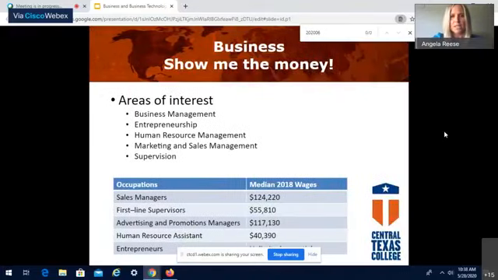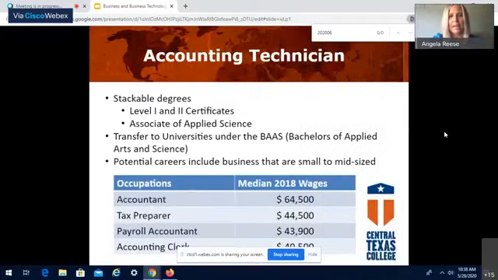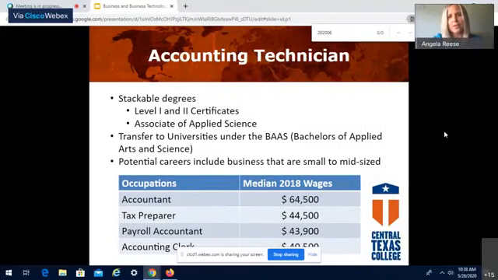The next area that I want to talk to you about is going to be in our accounting. So accounting is another area that we have in the business department, to where we have 2 different certificate programs and also an associate degree. All of those stack together. These also have the opportunity for you to transfer to a university.